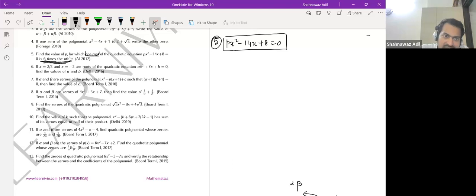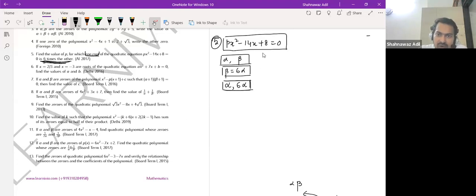One root is six times the other. So let's say we have two roots, alpha and beta. How are they related? One of them is 6 times the other. Like if alpha is x, then beta is 6x. So beta is 6 alpha, right? So we have two roots, alpha and 6 alpha. These are the two roots.